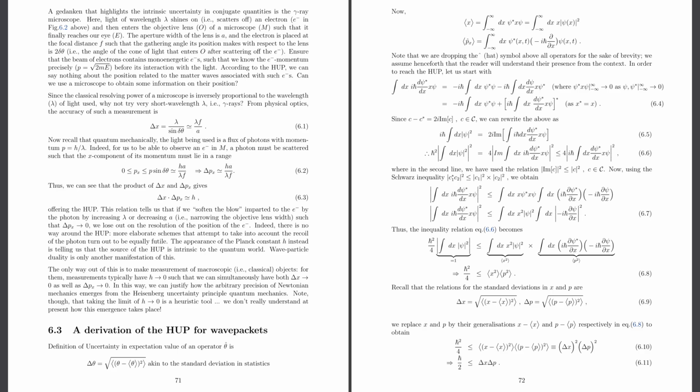So I substitute that into the above. So 6.6 now simplifies, and I have the fact that h bar square by 4, since I've taken this 4 to the other side, must be less than or equal to the product of the expectation value of x square and p square. That is the simplest form of the Heisenberg uncertainty principle that you can think of.